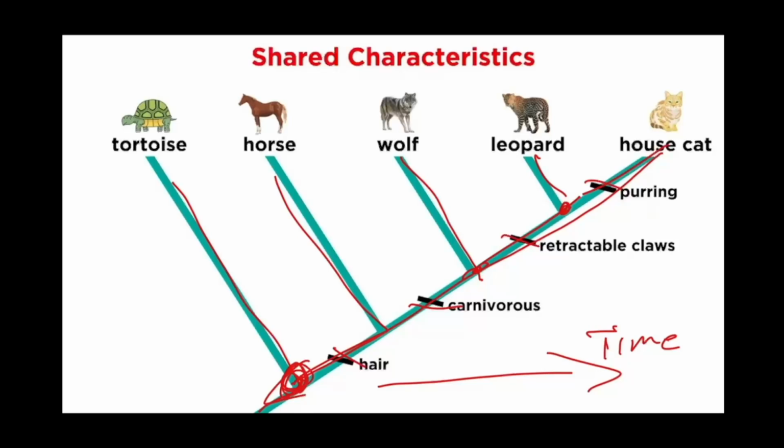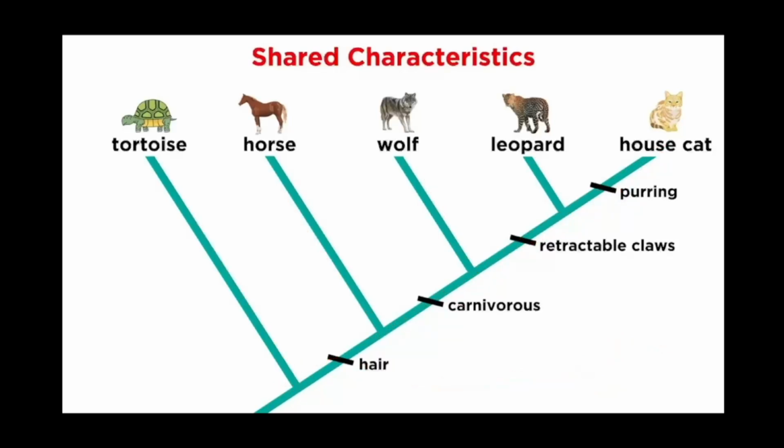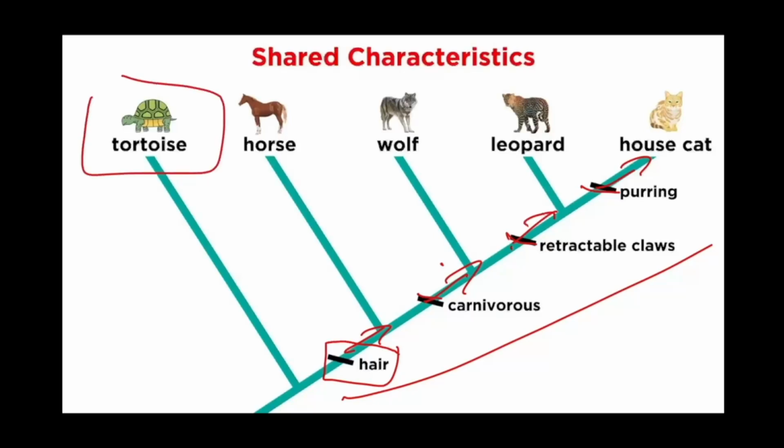Usually what you do when you build these is you want to put the organism at the very beginning that has the least shared characteristics. So all of these traits on the bottom, where they go, like you see hair right here, everything past this point has hair. So all of these organisms are sharing the trait of hair. Carnivores, that's only going to be from here above. Retractable claws, purring, and so forth. So the organism that has the least shared characteristics or traits is what you're going to put at the very beginning, and we call that the out group.